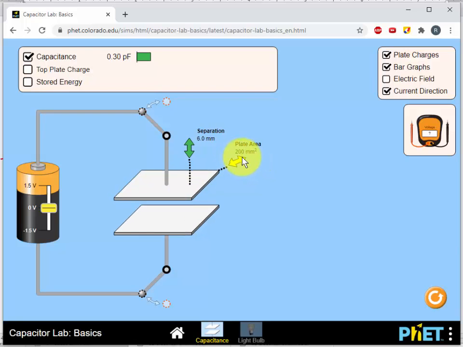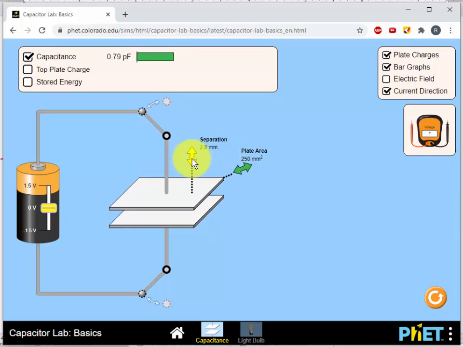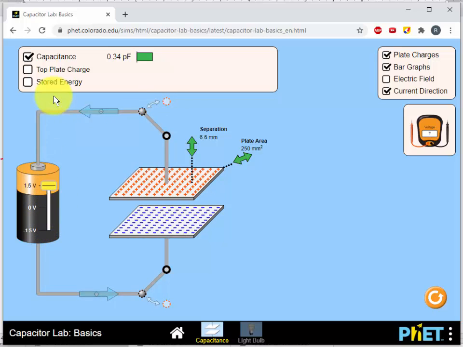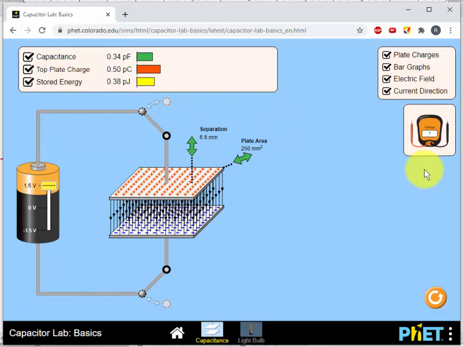Note that you can mess around with the area by dragging this around, and note that you can mess around with the separation with this right here. You can disconnect or connect the battery as such, and you can adjust the battery voltage as such. I do recommend that you check on all these boxes right here.